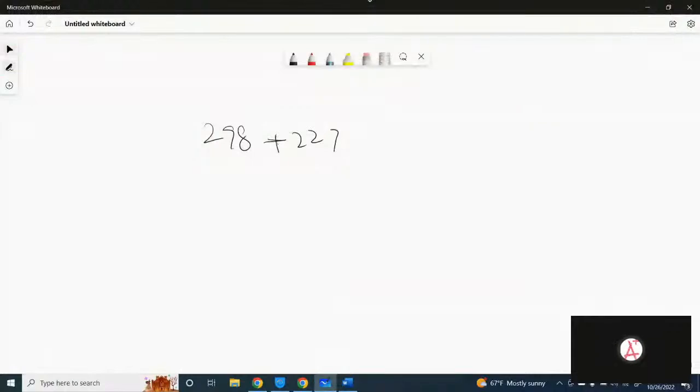Got it? So here you have 298. So you can estimate 298 to 300 because you're just two numbers away from 300. You can round off the number to the nearest 100. So the nearest 100 to 298 is 300. Got it? It is a bit different from rounding off, so please do not confuse estimation and rounding off. Then you have 227.